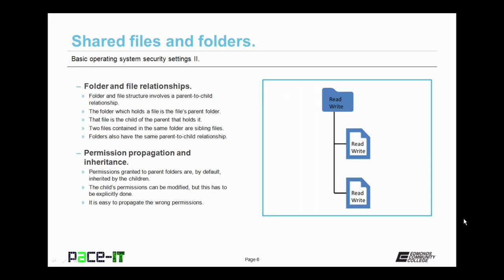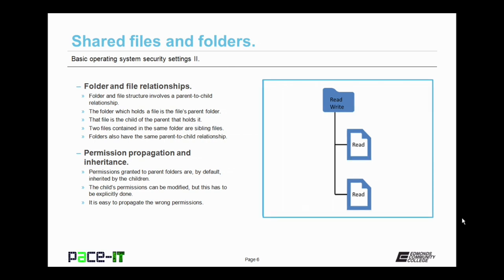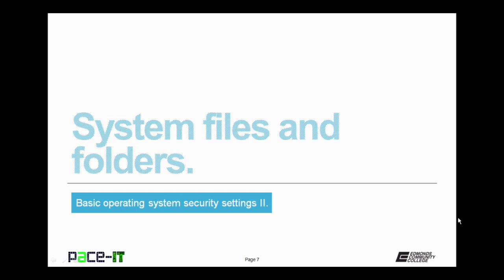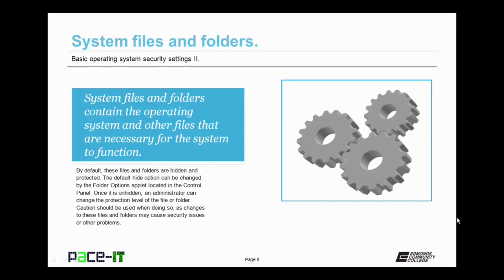Now, permissions that are granted to the parent folder are by default inherited by the children. The children's permissions can be modified, but it has to be explicitly done. You need to use care and caution because it is easy to propagate the wrong permissions by making a change to the parent folder.